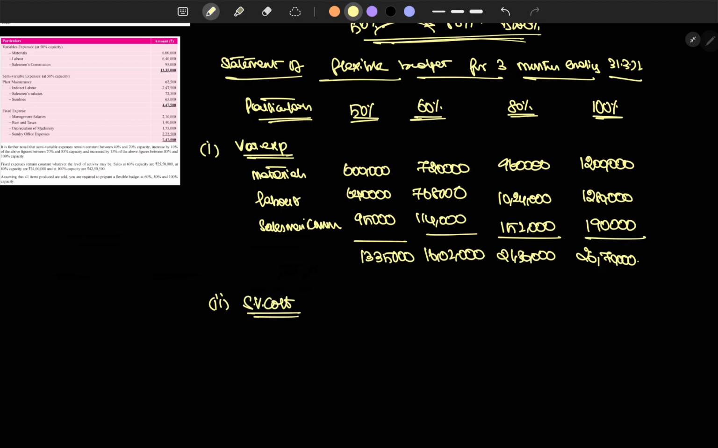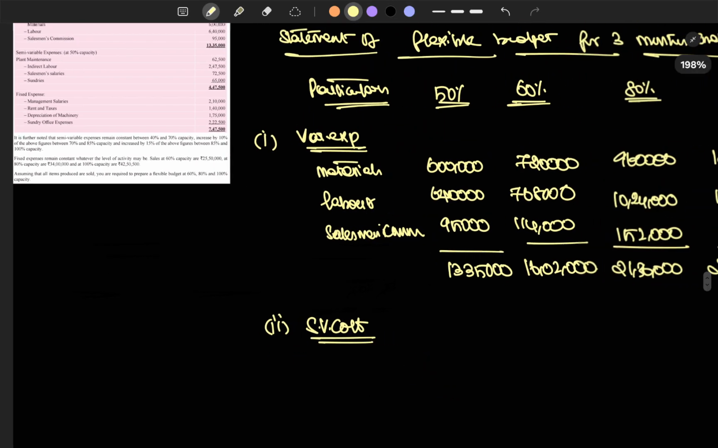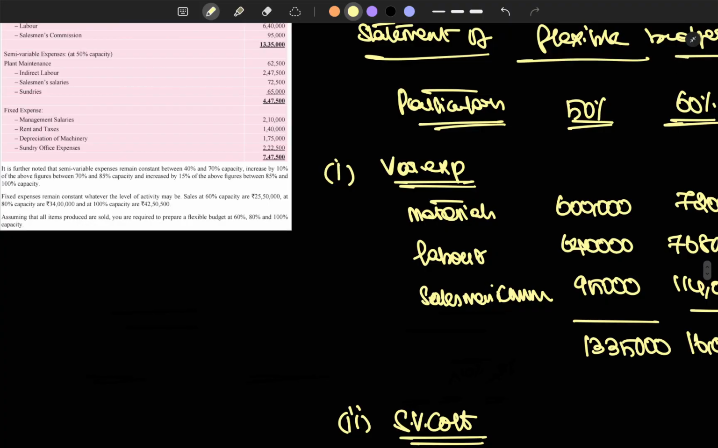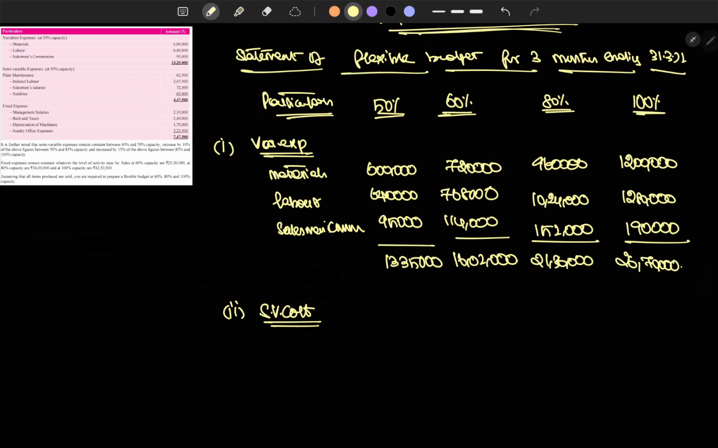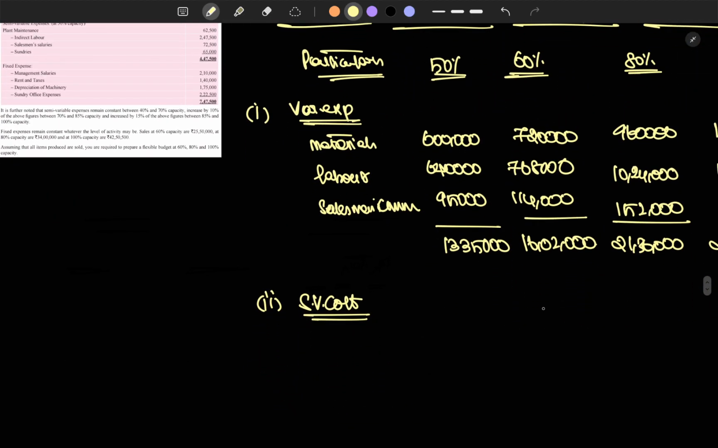Semi variable cost, there is a catch. There is an increase in cost for different levels. Up to 60 percentage there is no change, right? So let's find it out for 60 percentage. For 60 percentage level also there is no change. This is similar to the 50 percentage level, because there is no change from 40 percentage to 70 percentage capacity, right? So we'll just copy paste the figures here, and let's go for the other levels.